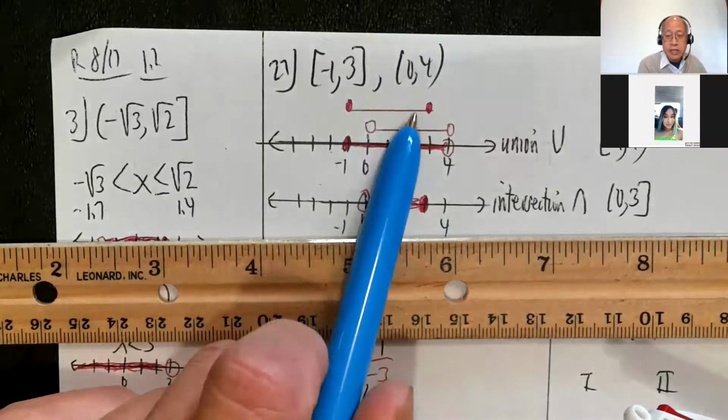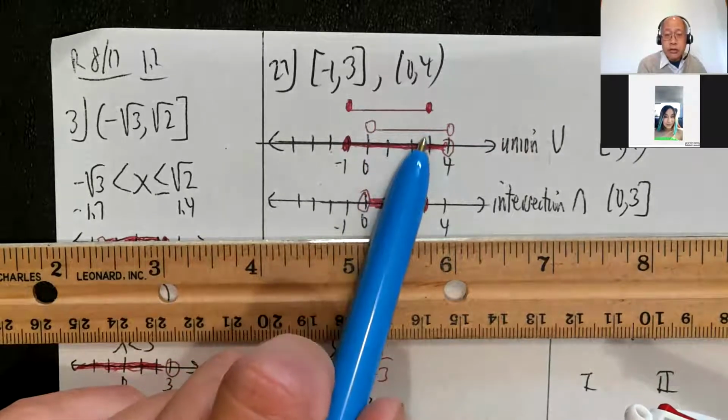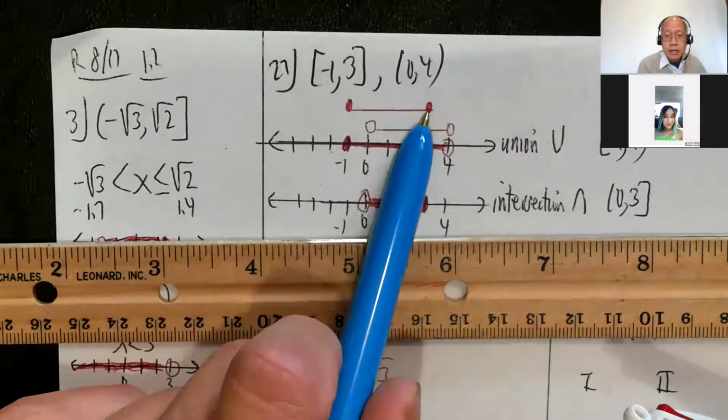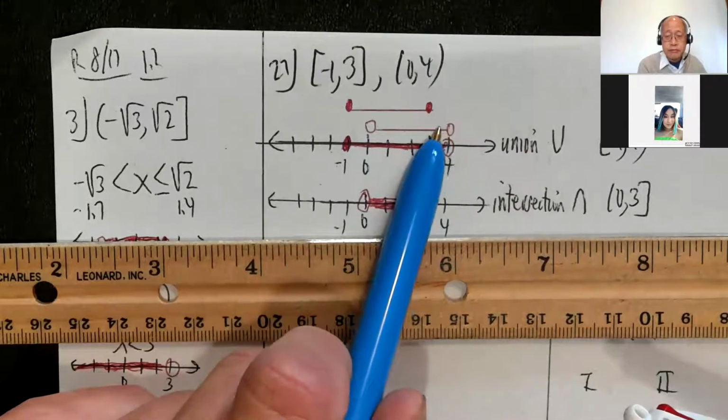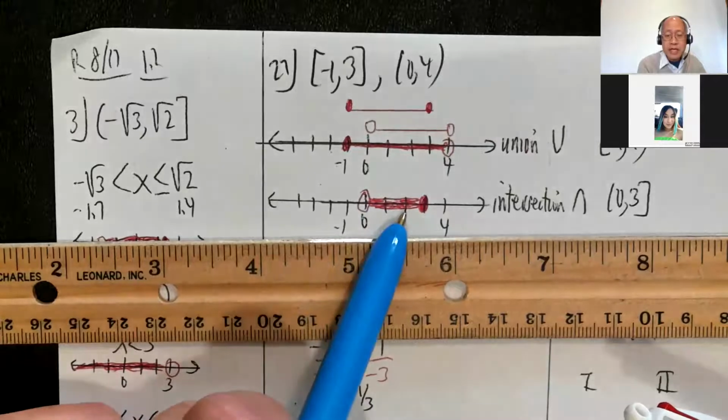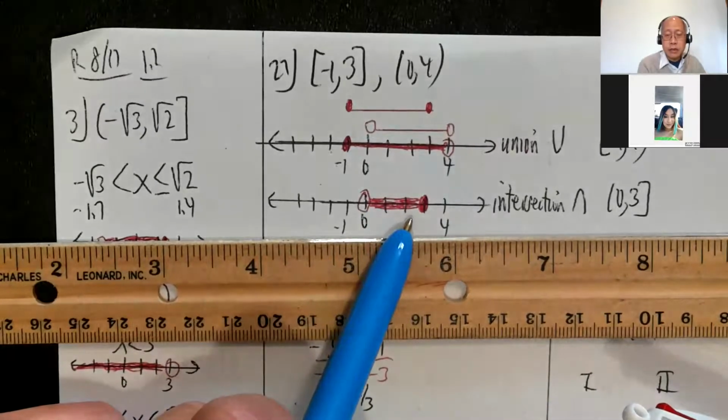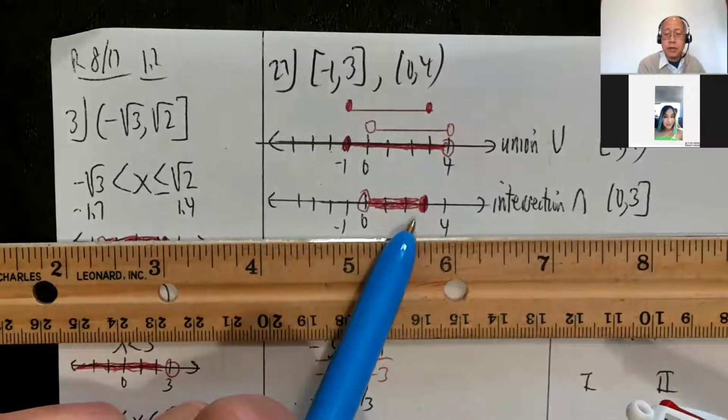Everything here is included twice. And I include the 3, but nothing after the 3. This would be the intersection. It's in both of them.